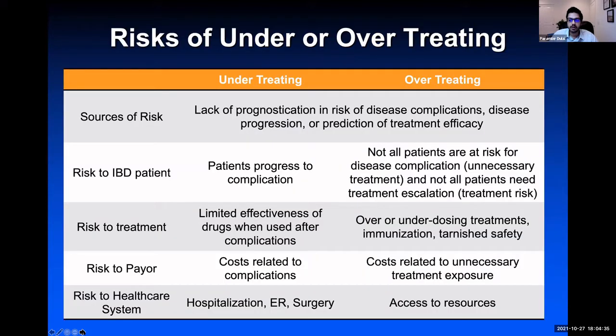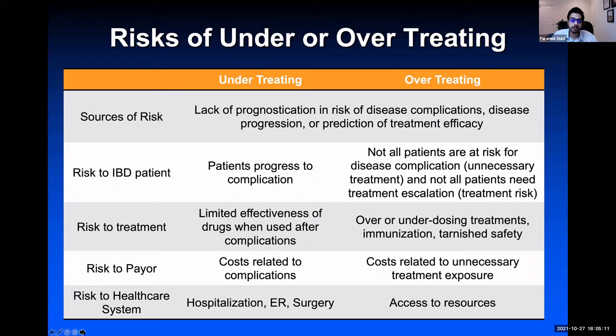So when we think about under and over treating a patient, the source of the risk is the same. It's a lack of an ability to prognosticate risk of disease complication, disease progression despite therapy, and prediction of treatment efficacy. What are the risks to the patient? So if you undertreat them, you're allowing them to progress to complication, but there is also risk with overtreating. Not all patients are actually at risk for disease complications, and therefore you unnecessarily expose them to an intervention. And not all patients need treatment escalation, combination therapy, dose optimization.